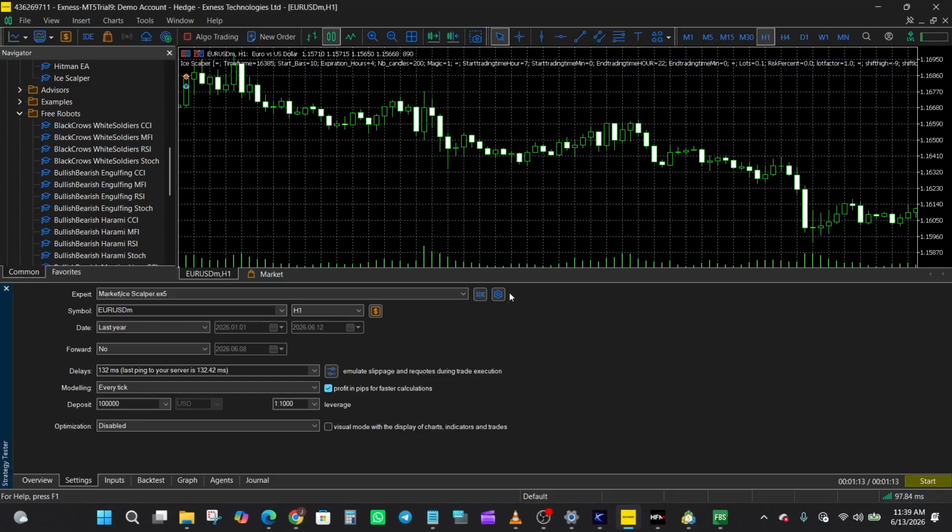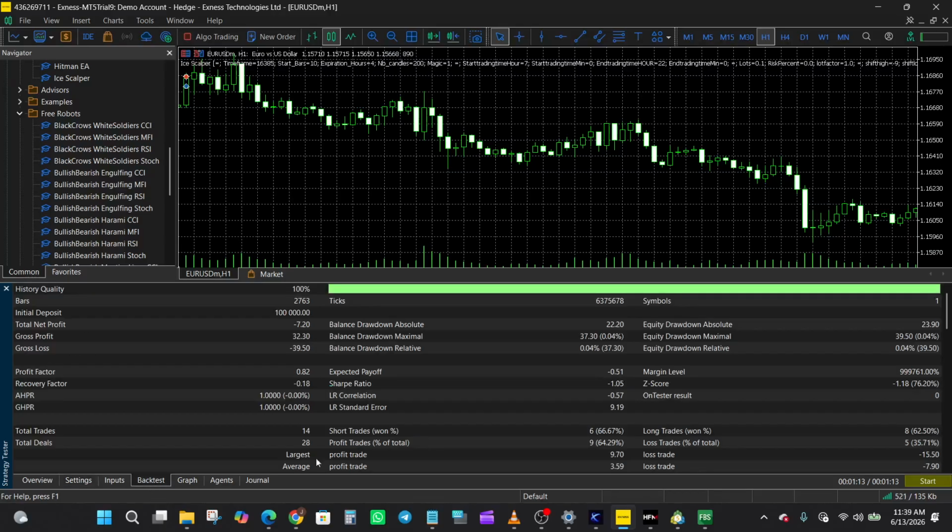Heading over to our strategy tester, we also have to test the EA ourselves, right? So we're testing the Ice Scalper on EURUSD on the H1 time frame, and we are testing from the beginning of 2026 till date. As for the delays, we are using the last ping to the server, and we are using the every tick modeling. Now, let's quickly look at the results.